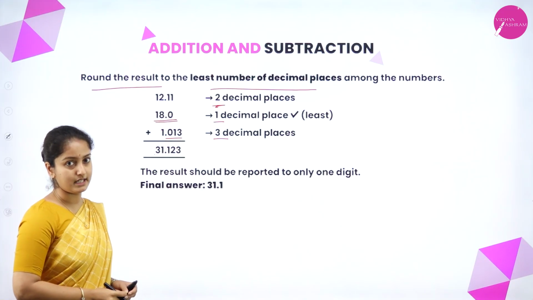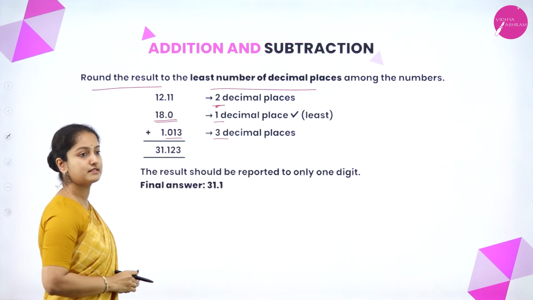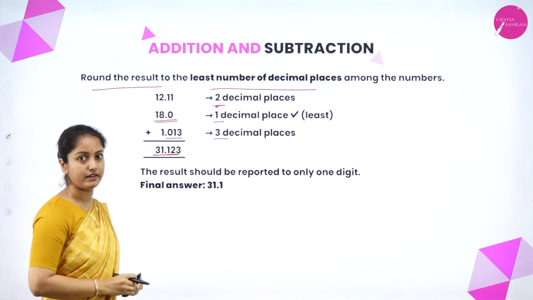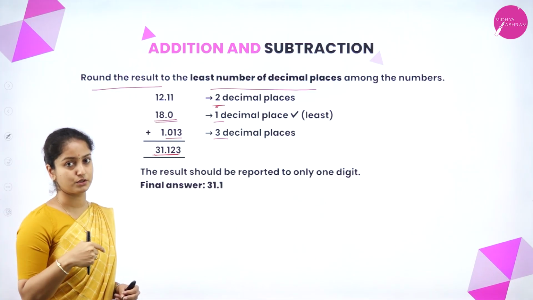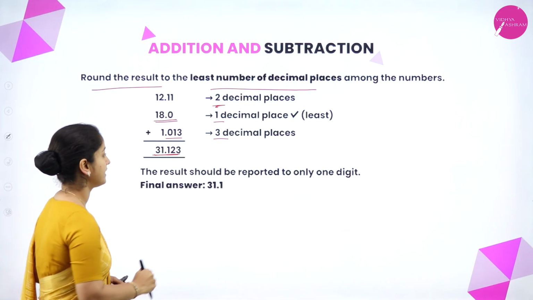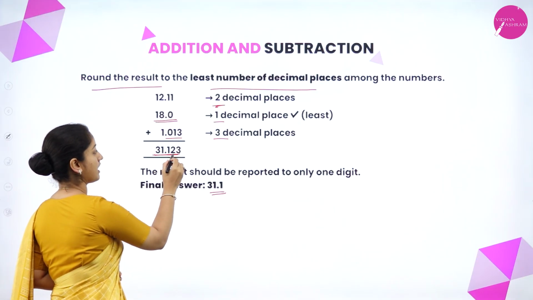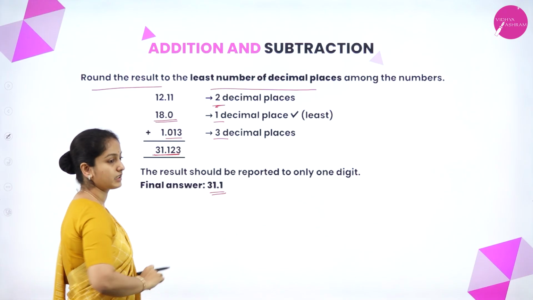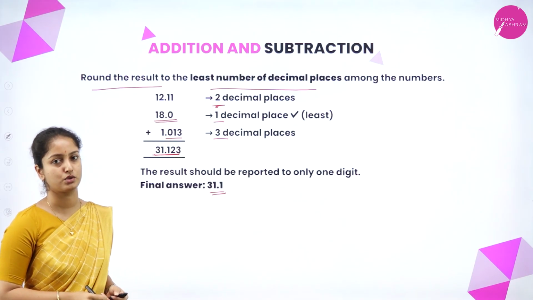Now after addition, the answer is 31.123. What do we do with the final answer? Round the result to the least decimal value. The actual answer that we have got has 3 decimal values, correct? Now we have to reduce it to 1 decimal value. So the answer becomes 31.1. You can discard the 2 and 3 and bring the result to 31.1. A similar rule applies for subtraction also.